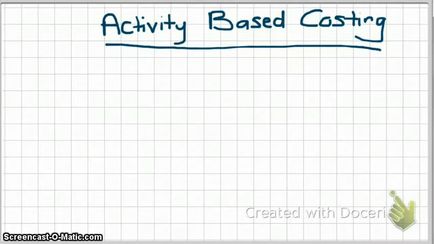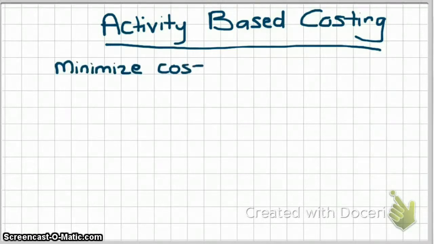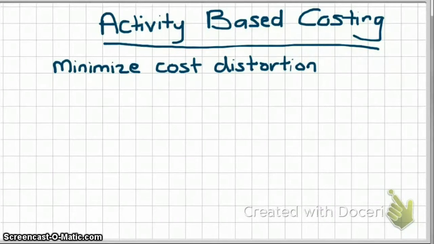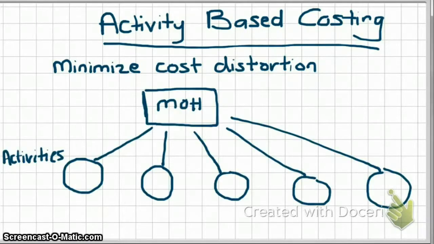In this section, we're going to take a look at activity-based costing. Activity-based costing is a cost refinement method that minimizes cost distortion. When companies use activity-based costing to allocate their indirect costs, they split up their indirect costs into multiple cost pools. These are called activity cost pools, and the total of these, for example, these 5 cost pools will be their total indirect cost.